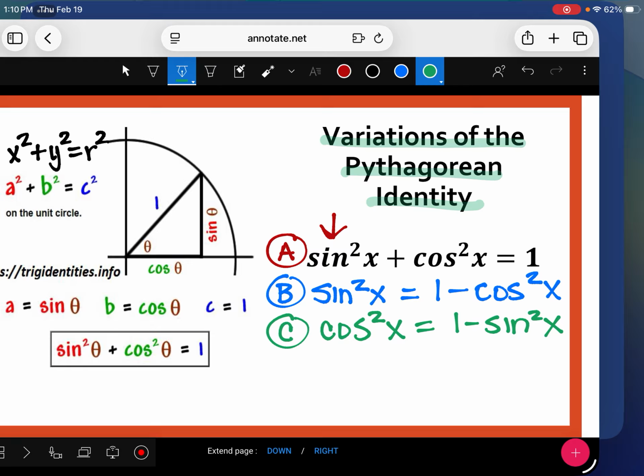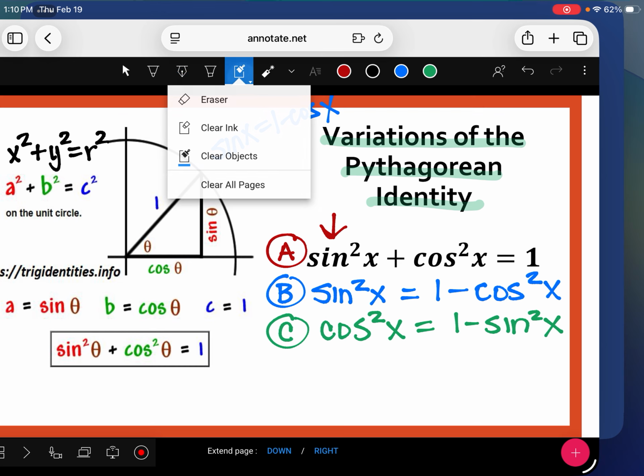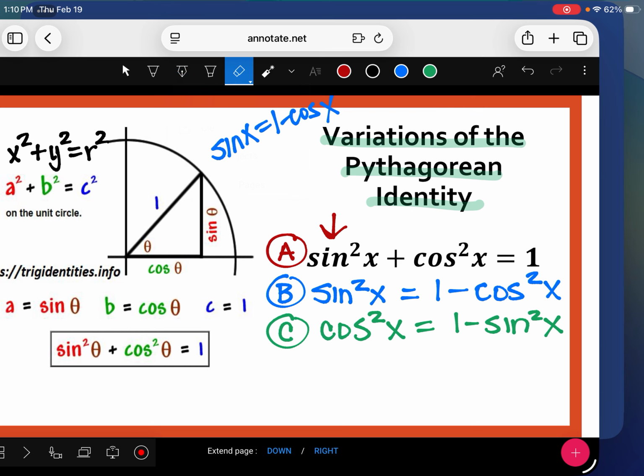A couple things I want to point out. This does not work if these are not squared. So what I mean by that is there is no such thing as just a regular sine equaling 1 minus cosine. That's not how that works. That's not a thing. That's not real. This only works when we're talking about, it has to be squared.